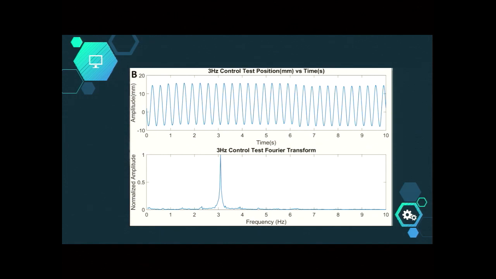Here is a sample of data at 3 hertz, and as you can see, on the top part of that graph, we were able to track the amplitude of the tremor, and on the bottom half of that graph, we're able to analyze the frequency content, which is pretty much exactly what we simulated, 3 hertz.